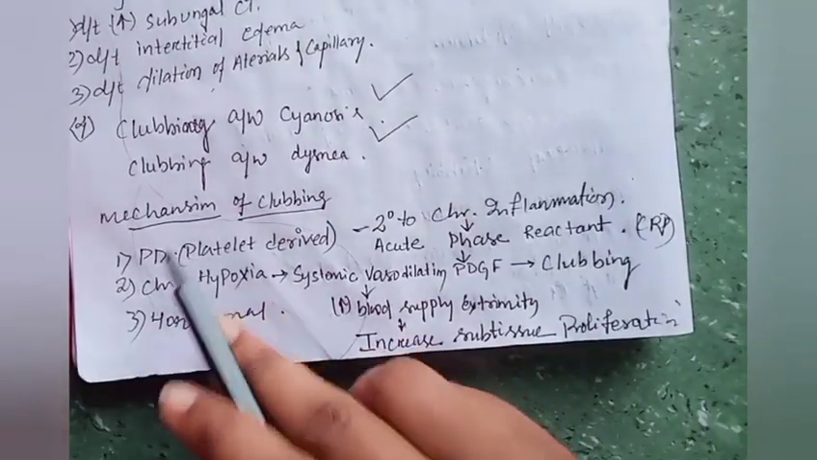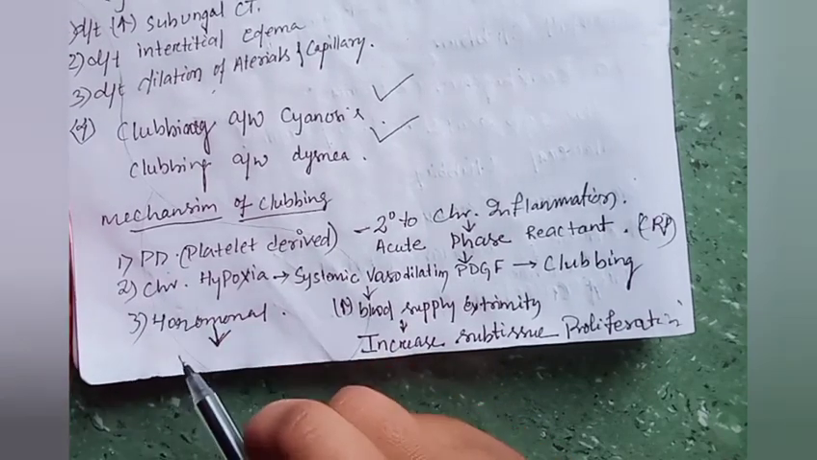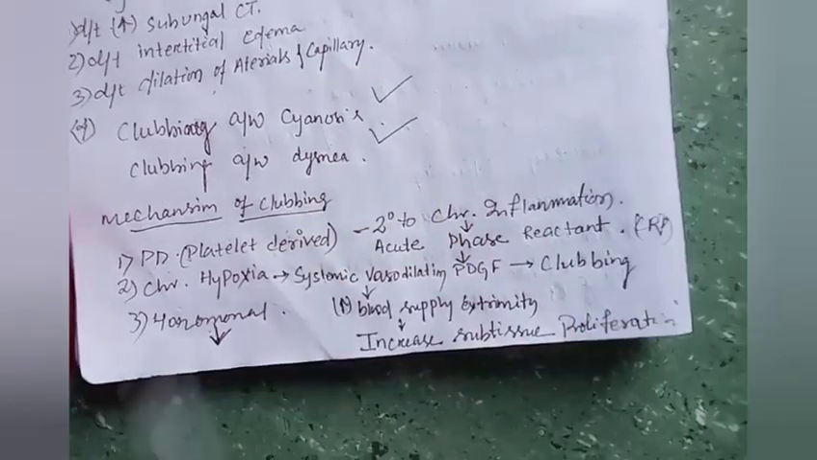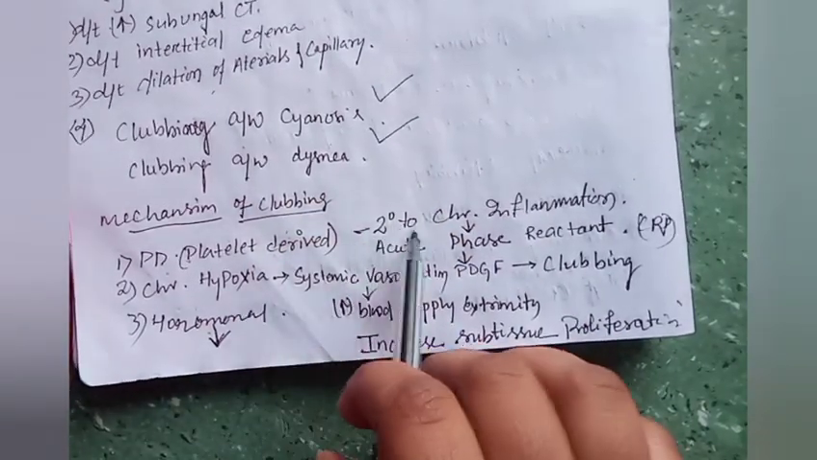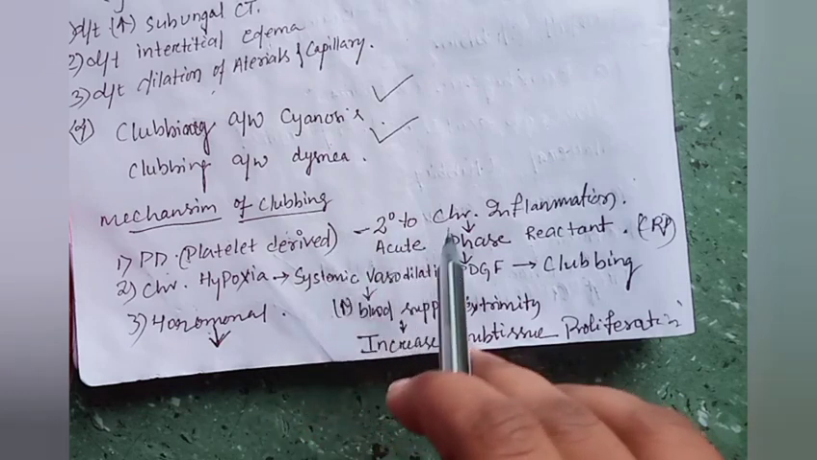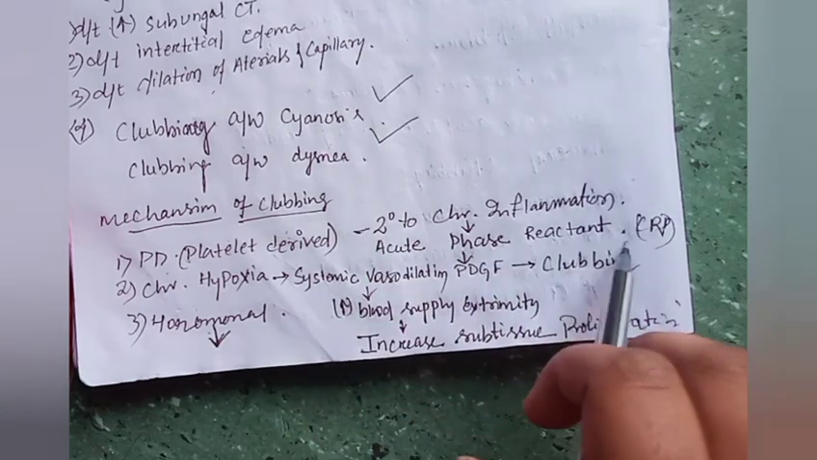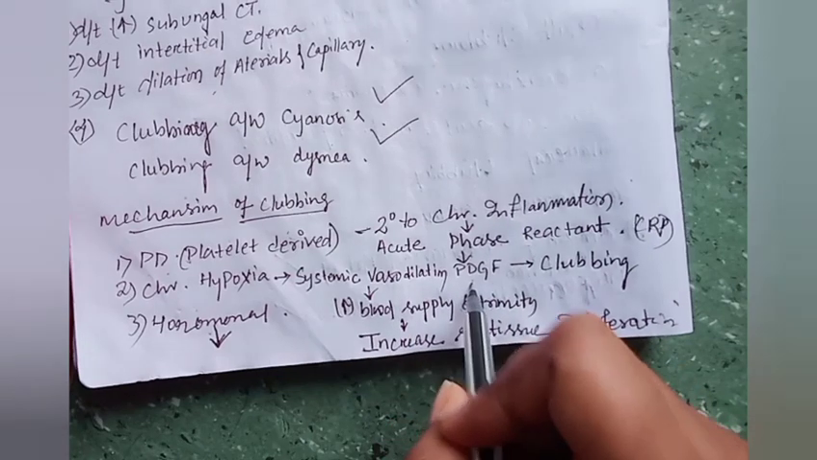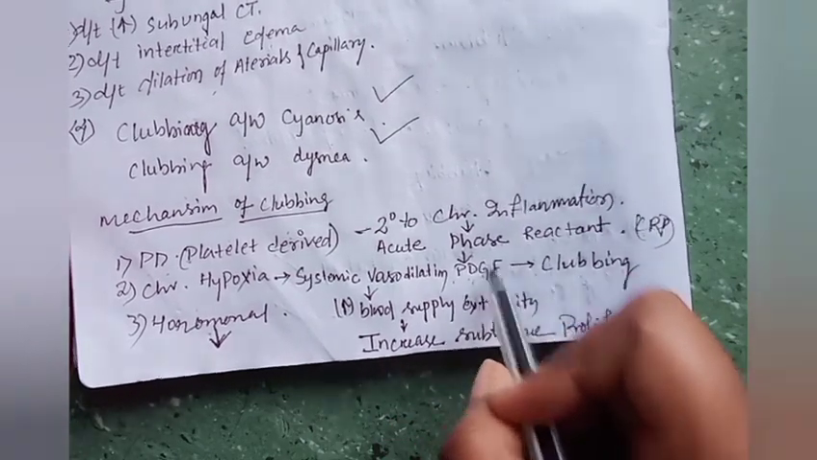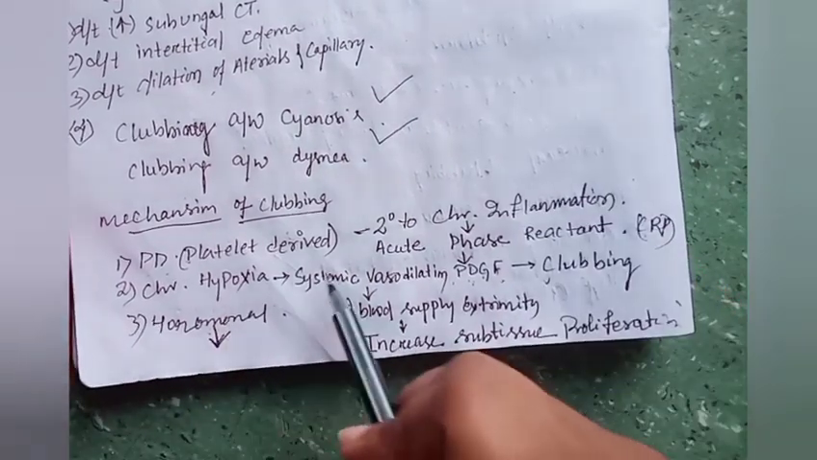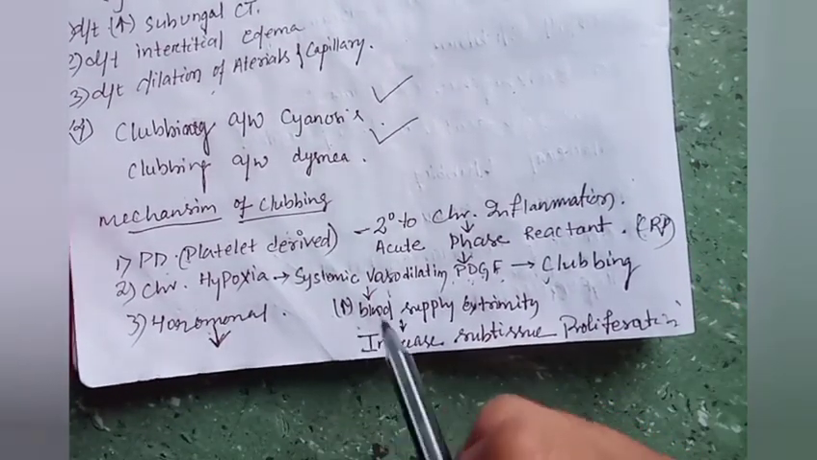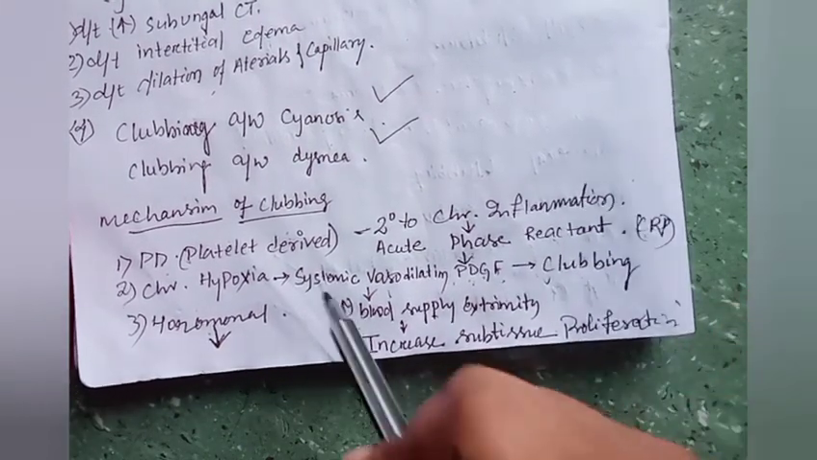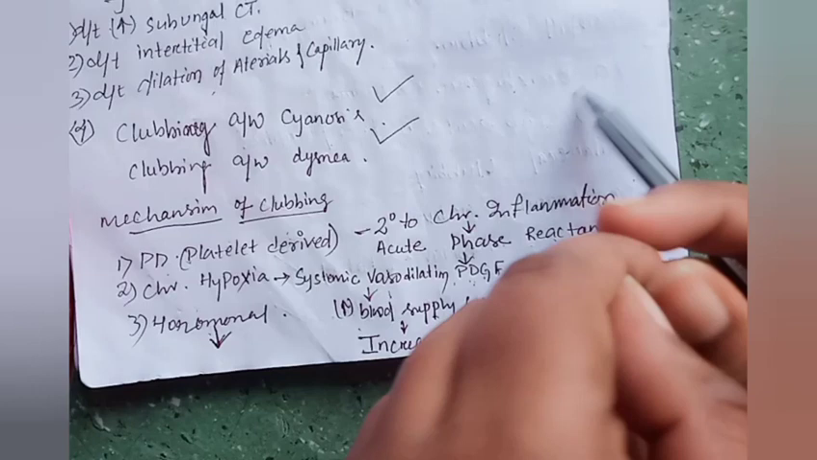And what are the mechanisms of clubbing? 3 mechanisms: PD, chronic hypoxia, and hormonal mechanism. What is PD? PD means platelet derived. If there is infection, secondary to acute phase reactant, that is CRP protein, when it comes to the infection area it releases PDGF, platelet derived growth factor, which leads to clubbing. In hypoxia, there is systemic vasodilatation, which leads to increased blood supply, which leads to soft tissue proliferation, which leads to clubbing.